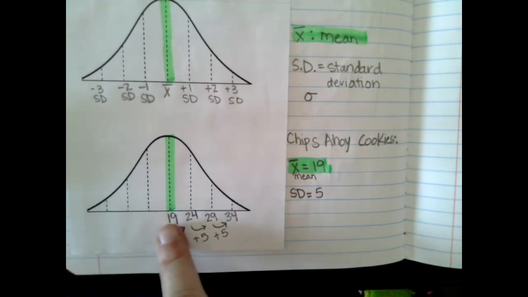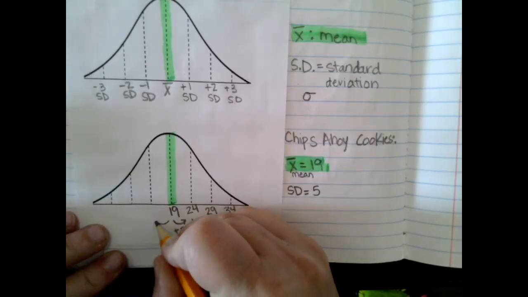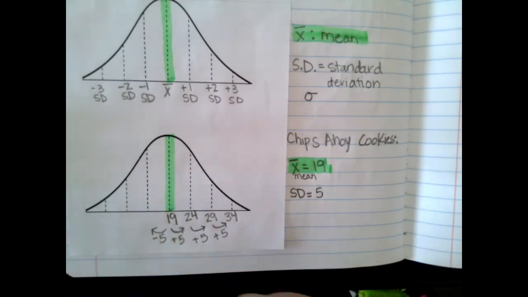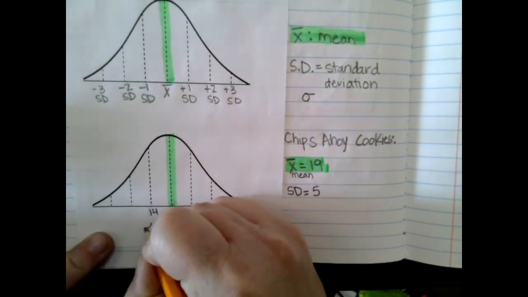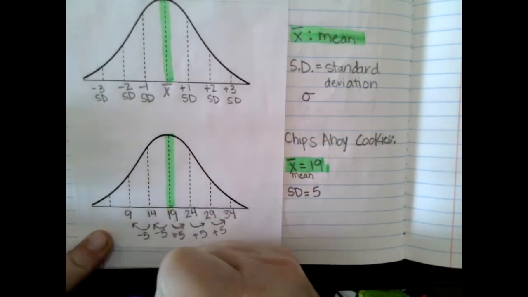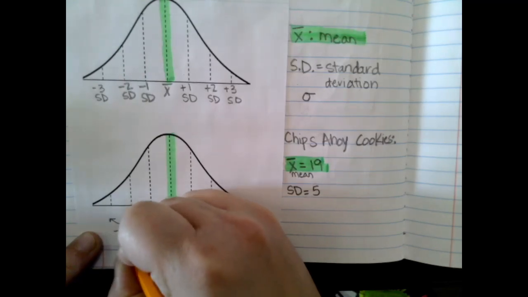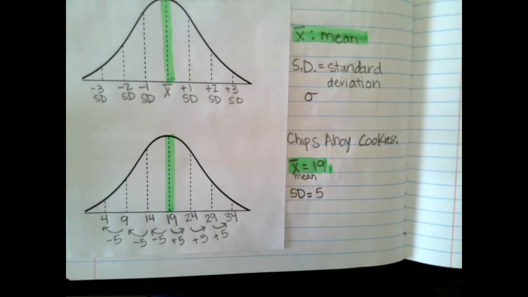Okay, and then now we have to go to the left. So as we go to the left, what operation would we use? Good, minus 5. Minus 5. That is what it sounds like. All right, what's 19 minus 5? 14. Okay, minus 5 again. 9. And minus 5 again. 4. Okay, I know you did the math. That's great. That's what you're going to have to do on your practice.